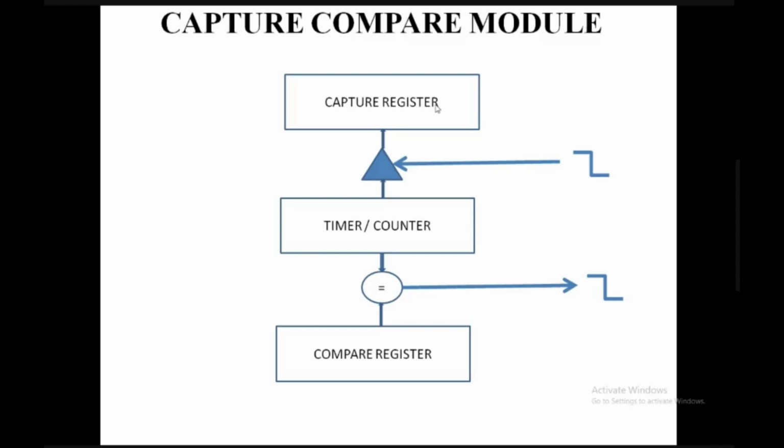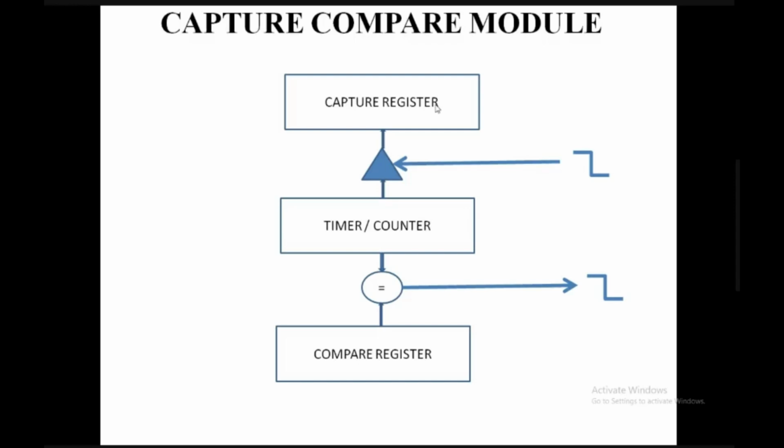During the first rising edge, one capture happens. During the second rising edge, another capture happens. The second capture register content minus the first capture register content is equal to the total period. The inverse of that will give us the frequency. So we can measure the frequency of the pulse, something like that you can understand.